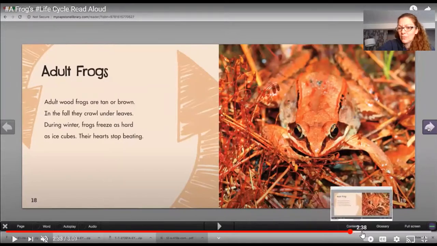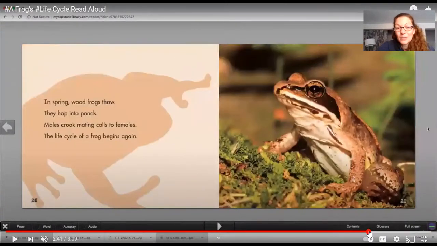Let's see, where's my next page? In spring, wood frogs thaw. They hop into ponds. Males croak mating calls to females. Then the life cycle of a frog begins again.